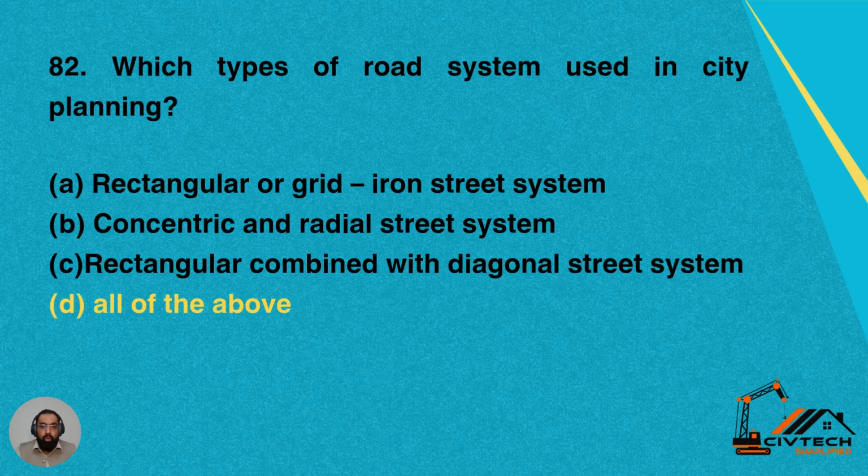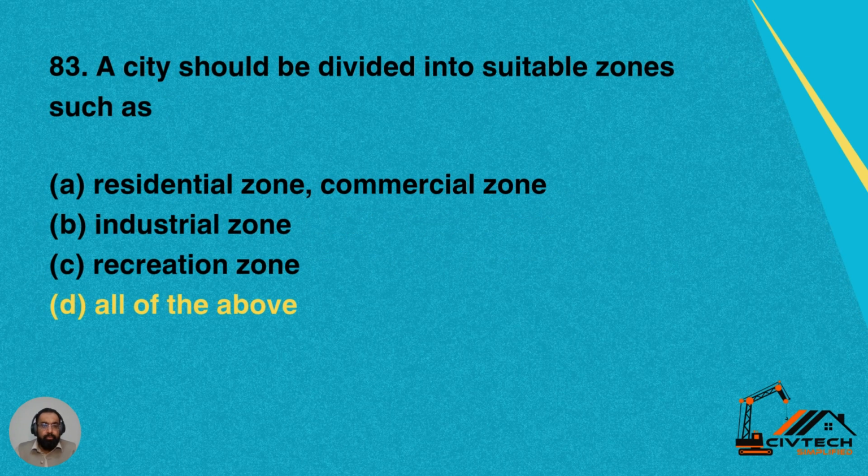Question 82. Which types of road system are used in city planning? Number A, rectangular or grid iron street system. Number B, concentric or radial street system. Number C, rectangular combined with diagonal street system. So all of the above is correct. So all these types of the street system are opted in a road network for a city during the town planning. So option D is correct for this question.